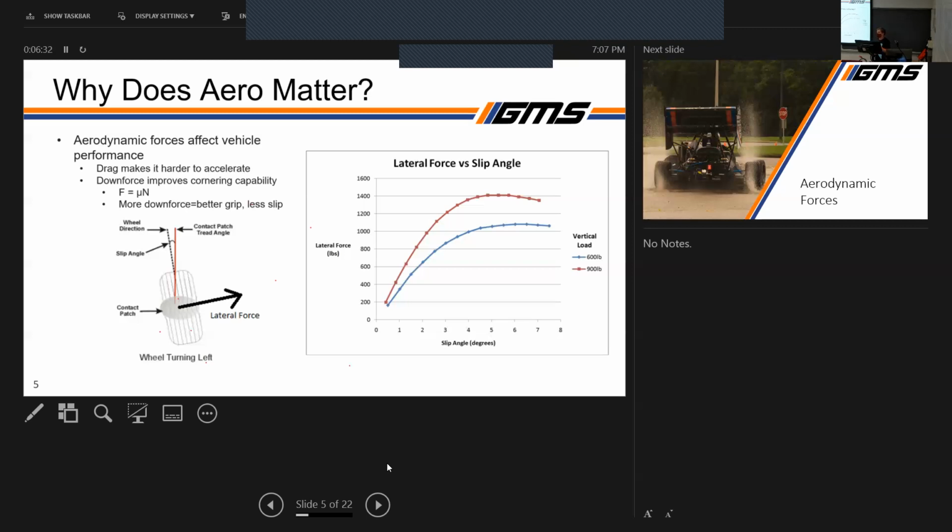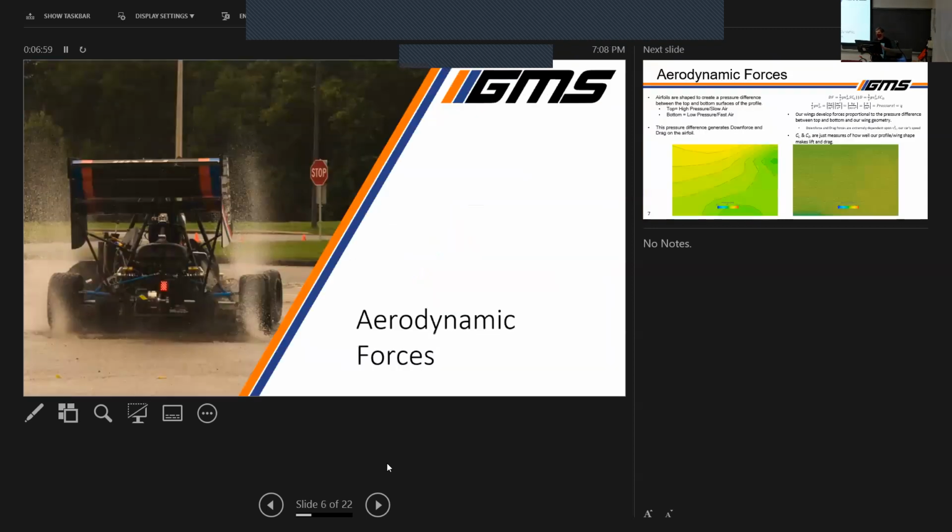So that's the main reason why we want Aero and specifically wings on our car, because you can see with an increasing vertical load, we decrease our package's sensitivity of the lateral force with respect to its slip angle. If this all sounds complicated, don't worry, it's really not. It's just a lot of stuff that you have to get acclimated to. So that's a general overview of what we do on Aero. Let me break down and show you what all the aerodynamic forces are, at a high level.